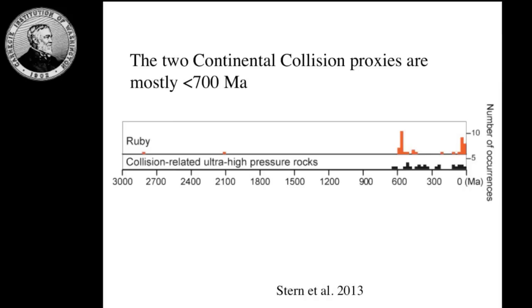This is the age histogram for the two continental collision proxies. So for ruby, most of them are younger than 600 million years. There's one at 2100 and one at 2800 up in Greenland. And then the UHPs, they're all younger than about 650 million years. So those are the continental collision proxies. They're overwhelmingly younger than about 700 million years old.